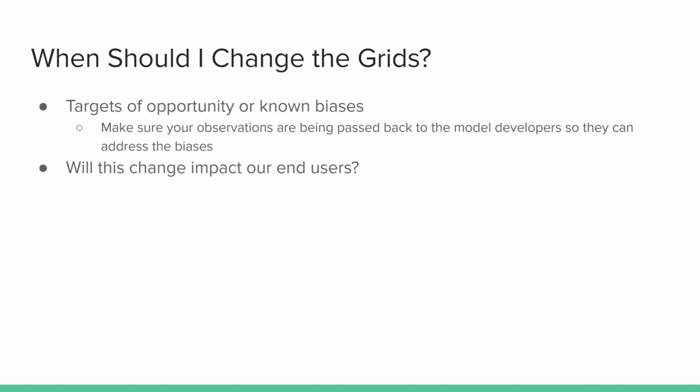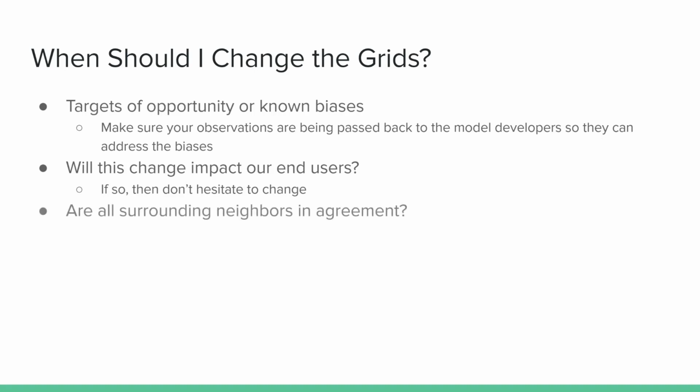Obviously, sometimes a change to a grid could be highly impactful to our end users, and these should be the changes that we focus on. For example, worrying about changing a max temperature grid from 68 to 71 probably won't impact our partners all that much, but changing it from 30 to 33 degrees could have major impacts on them.